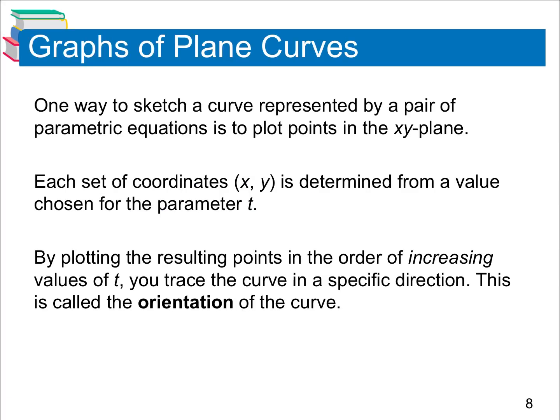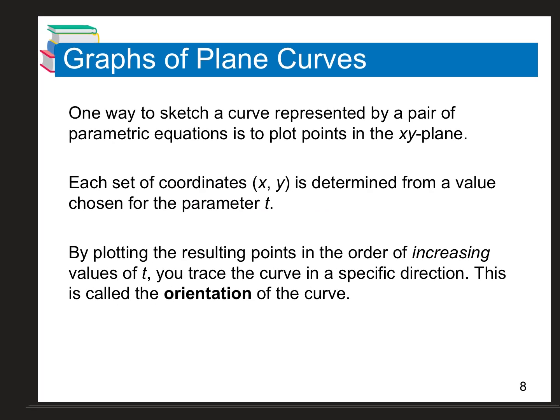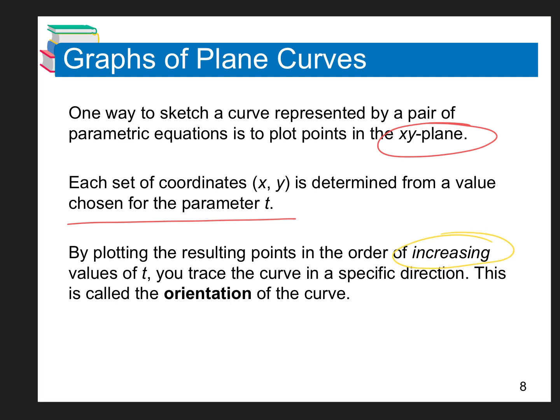All right, I promise I'll show you how easy this is. What I really need you to focus on: we're going to graph on an XY plane. We are going to get our XYs from the given parameter. And some of you are like, what are you talking about? As soon as I do this in a second, it's going to make complete sense. But it says by plotting the resulting points in order of increasing values. Everybody see that? Increasing values. You are creating the orientation of your curve. That means the arrows, the direction.